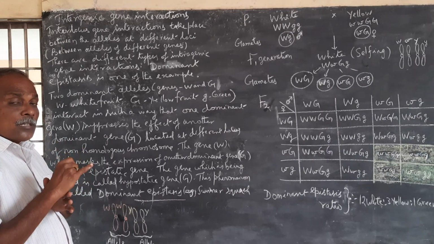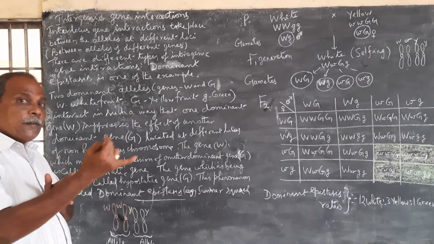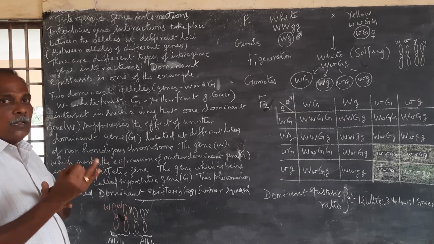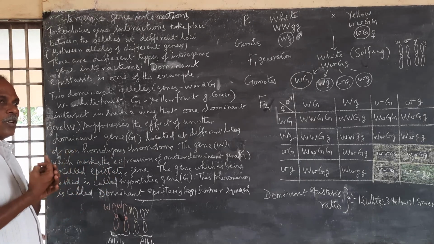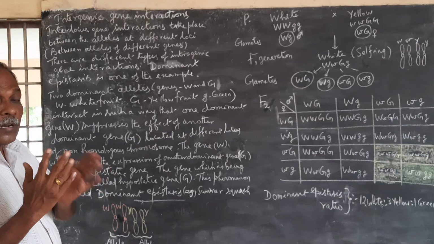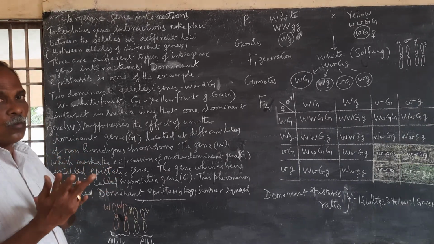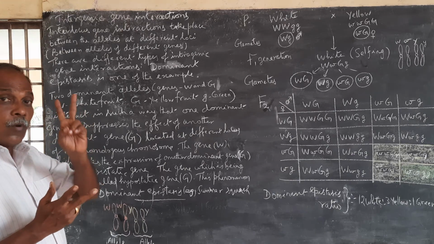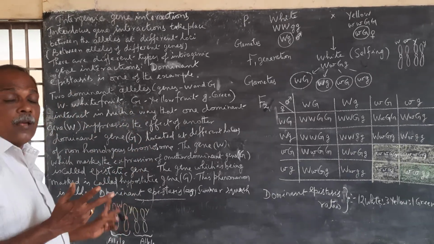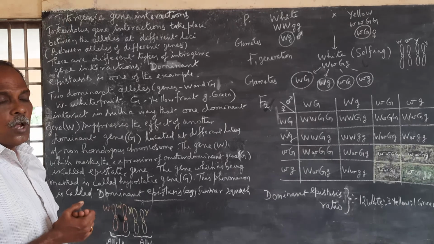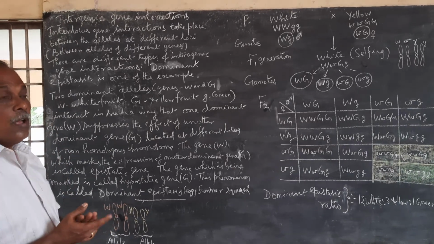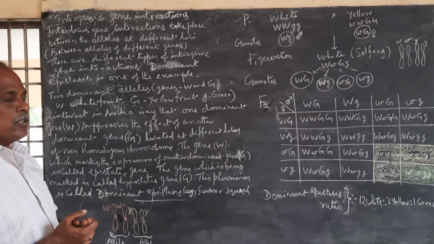When interaction takes place between two different genes, two different genes in the sense that they are located on different homologous chromosomes, not on the same homologous chromosome but on different homologous chromosomes, that kind of gene interaction is called intergenic gene interaction.